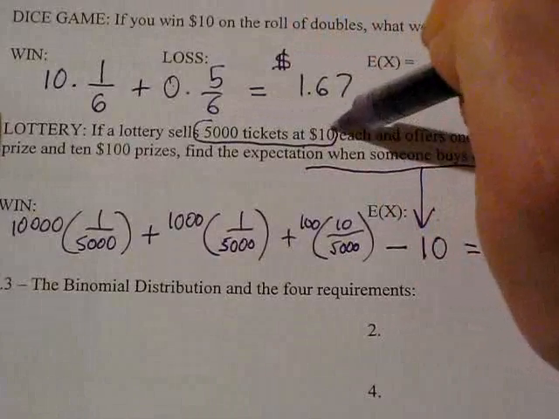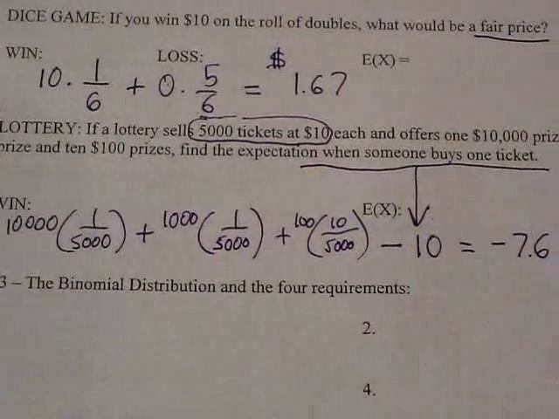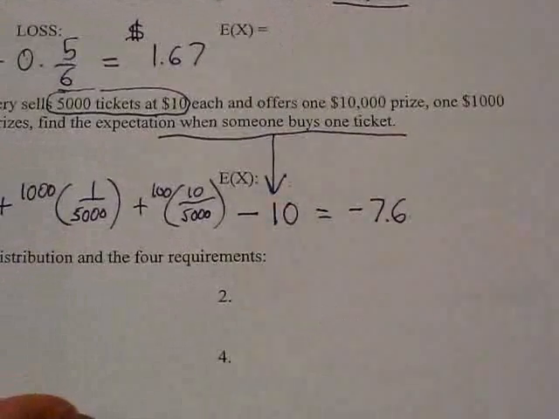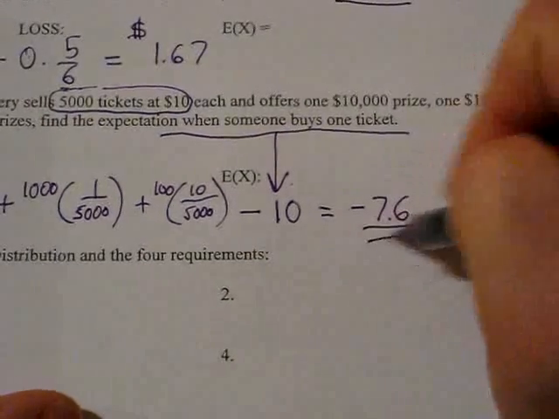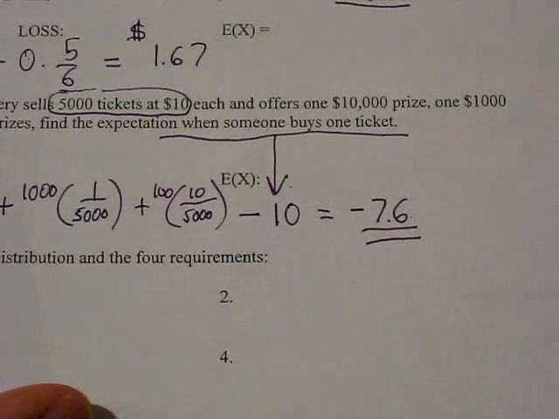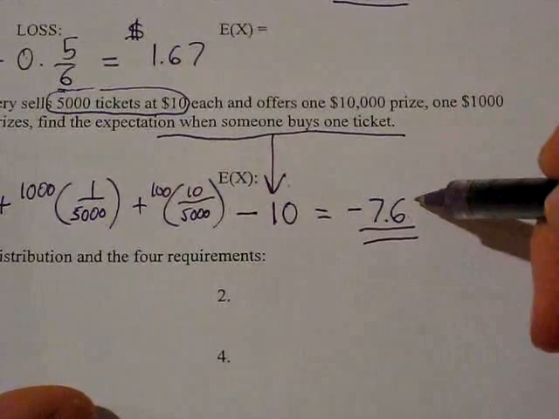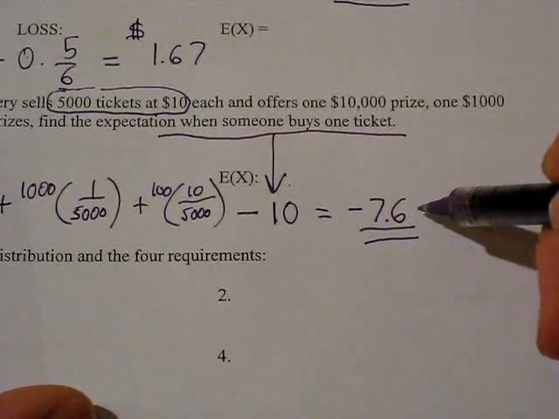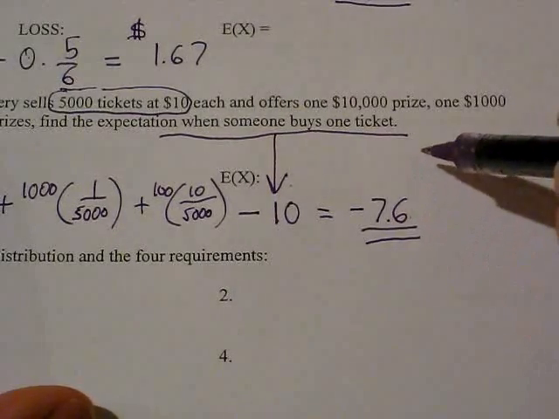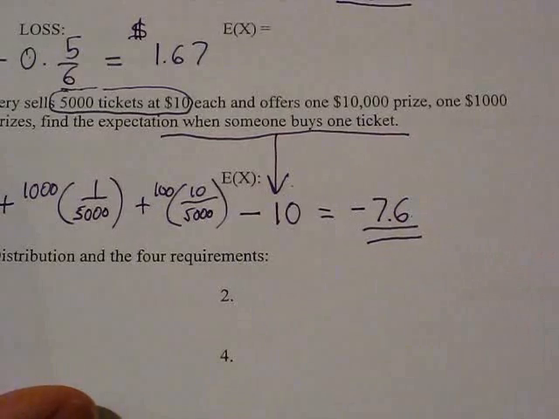Think about that, 5,000 times 10 bucks, then what they're giving away. If you don't actually do that, you're going to lose money. So all games of chance in the casinos are going to have a negative expected value, because if that was positive, then Vegas would lose money. So any fair game will have an expected value of exactly 0.